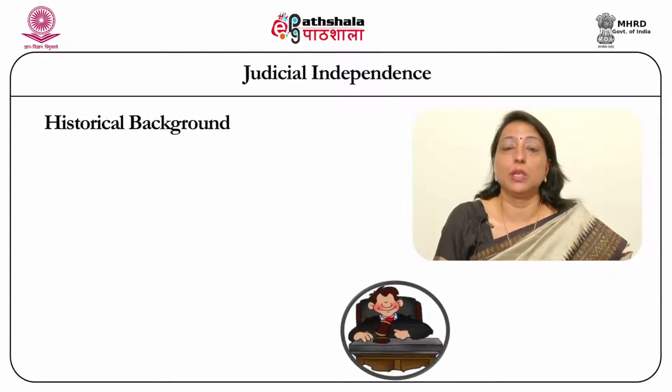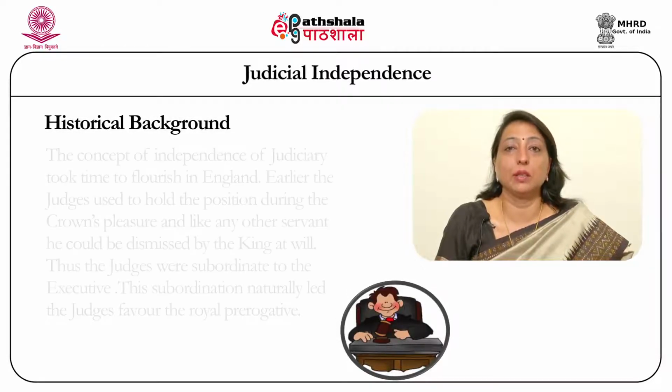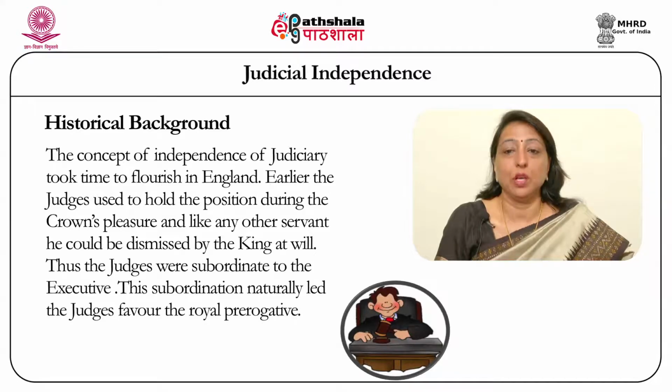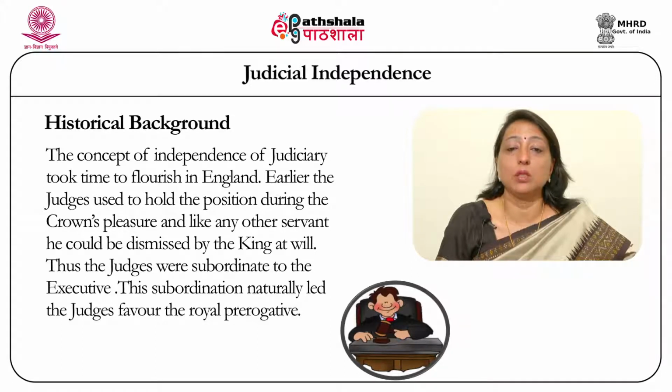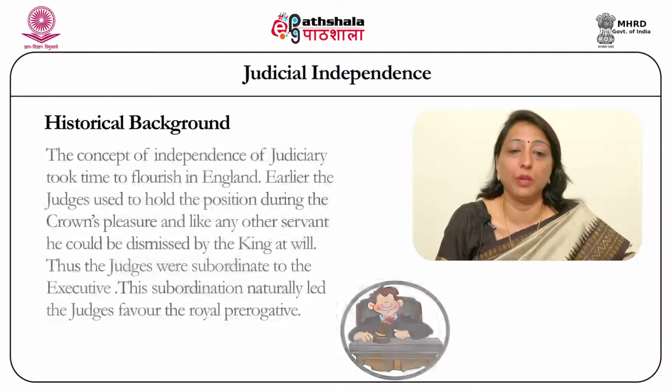Historical background of this independence of judiciary says that this concept took time to flourish in England. Earlier, the judges used to hold the position during the Crown's pleasure, and like any other servant, he could be dismissed by the king at his free will. Thus, the judges were subordinate to the executive. This subordination naturally led the judges to favor the royal prerogative, since they were functioning at the will of the sovereign.